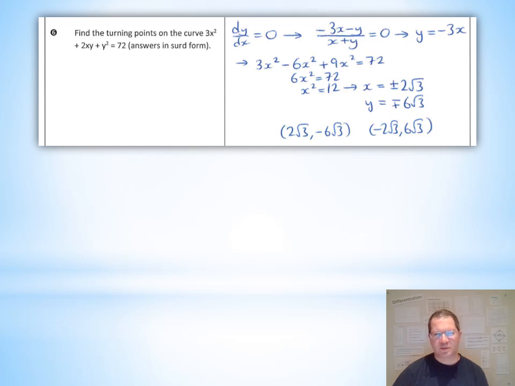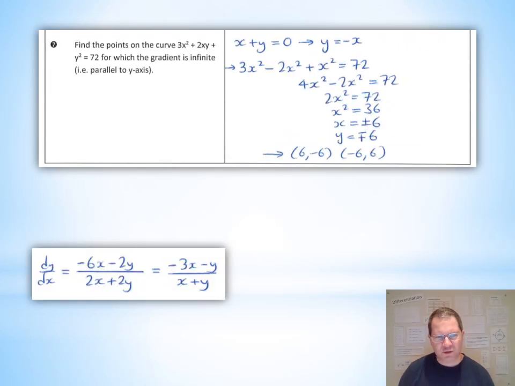And then what we can do is substitute y in our equation as negative 3x. So the first term is still 3x squared. The next term becomes minus 6x squared. The third term, if we square minus 3x, we get plus 9x squared equals 72. Simplifying that gives us 6x squared equals 72. So x squared is 12. And that means when we square root 12, x is plus or minus 2 root 3. And because y is negative 3x, y is negative or positive 6 root 3. So pairing them up properly, we have x as 2 root 3 with y as negative 6 root 3, and x as negative 2 root 3 with y as positive 6 root 3.